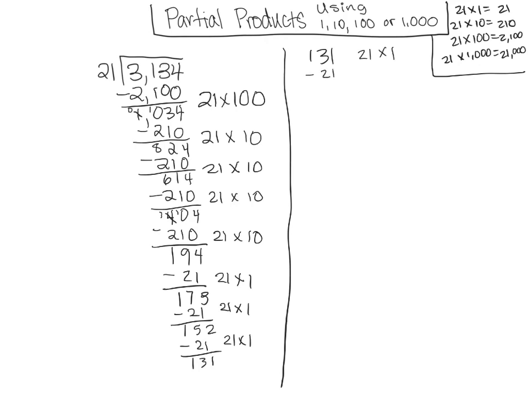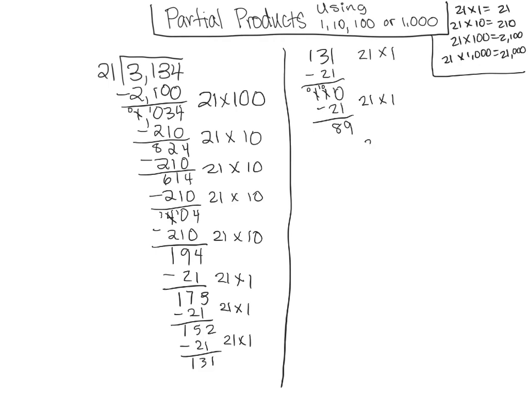So I have 131, and we're going to do 21 times 1 again. So I'll subtract 21. That's 0. 3 minus 2 is 1. 1 minus 0 is 1. And again, 21 times 1, subtract the 21. I have to regroup. This becomes a 0 and this becomes a 10. 10 minus 1 is 9. I have to regroup again. This 1 becomes a 0 and this 0 becomes a 10. 10 minus 2 is 8.